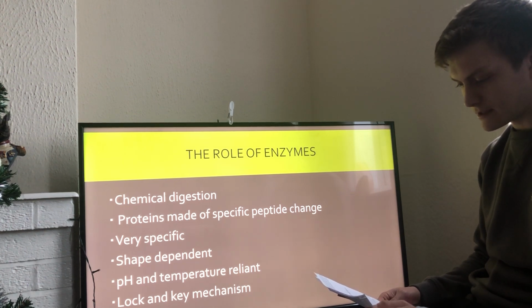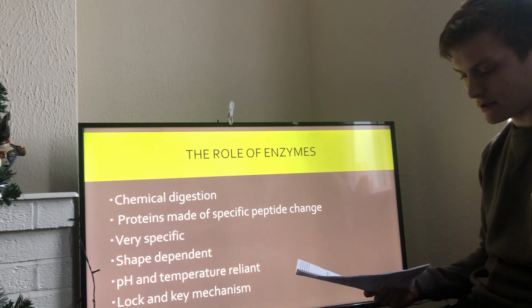An important part of the enzyme is the active site, which is where the substrate molecule fits. The enzyme causes the substrate molecule to break up into products. This is the lock and key mechanism. The enzyme isn't changed and can be reused.